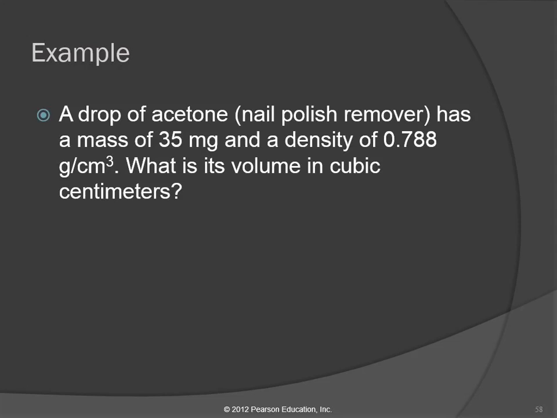Okay, another example. A drop of acetone, and that's the main ingredient in nail polish remover, has a mass of 35 milligrams and a density of 0.788 grams per cubic centimeter. What is its volume in cubic centimeters?